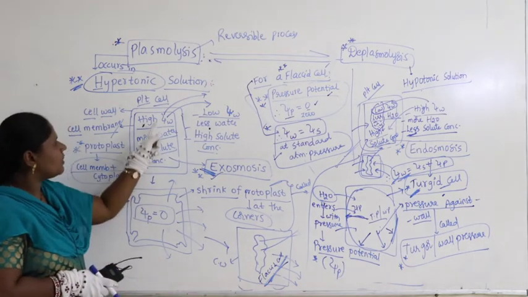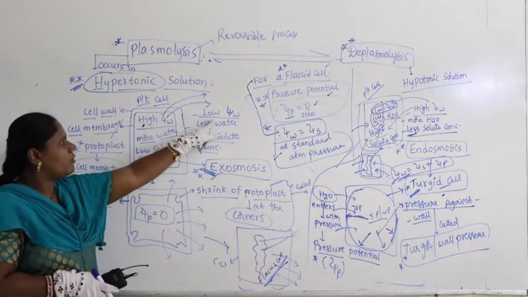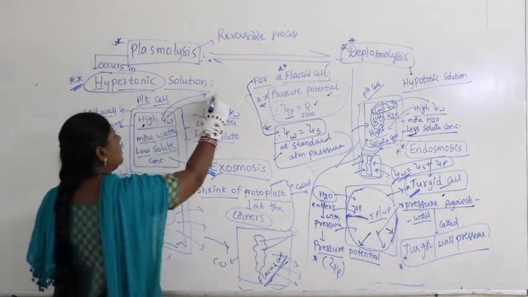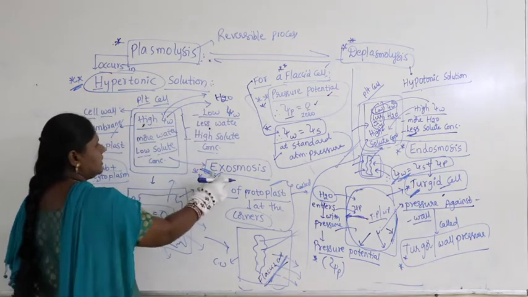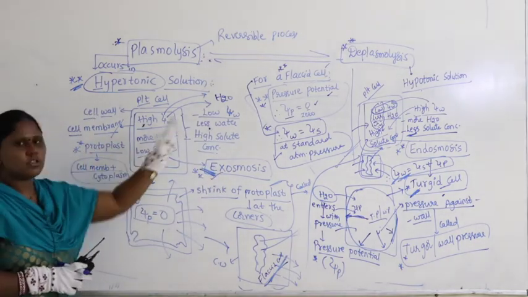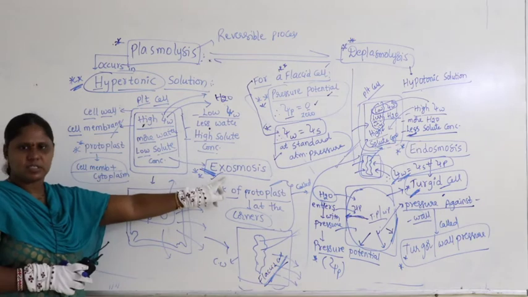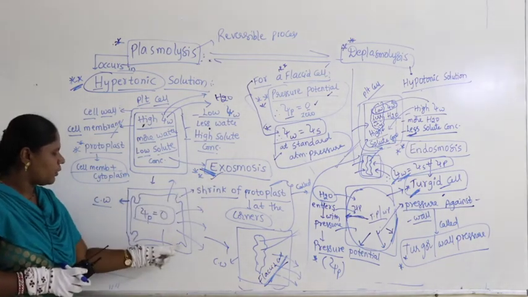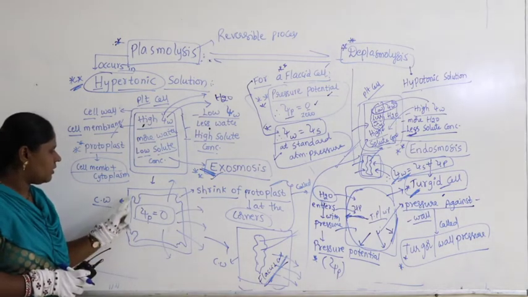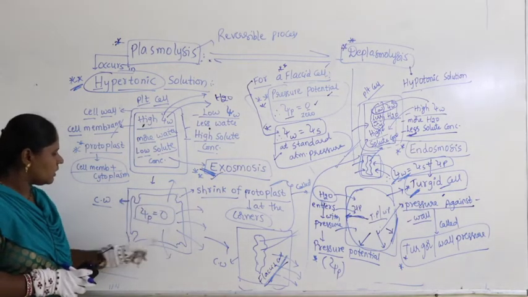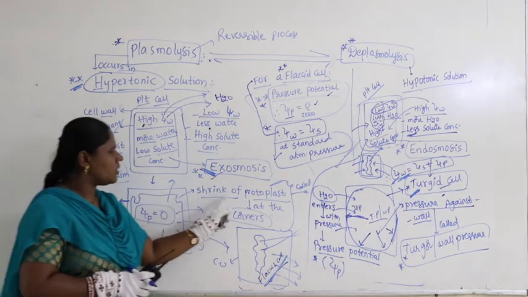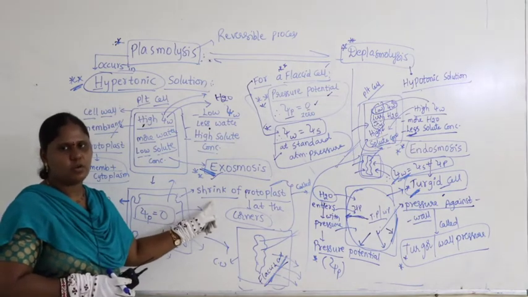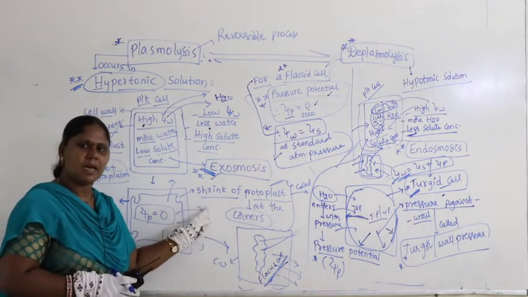Water movement is always from higher water potential to lower water potential. Water is coming out. When water comes out from inside the cell to outside the cell, it's called exosmosis. As a result, you can see slow shrinking of the protoplast. The cell wall is a rigid layer, so shrinking of the protoplast occurs only at the corners. Here you can see shrinkage of the protoplast at the corners. Then it's called partial plasmolysis or incipient plasmolysis.